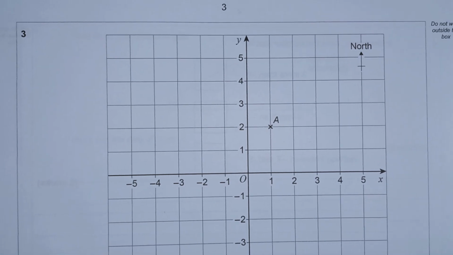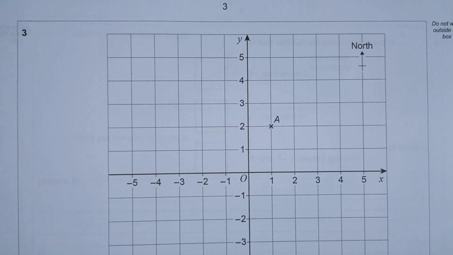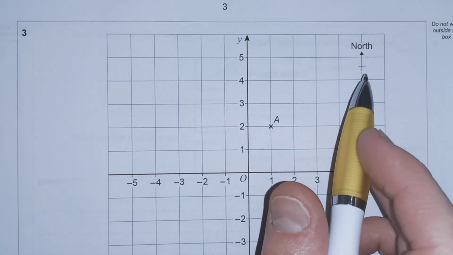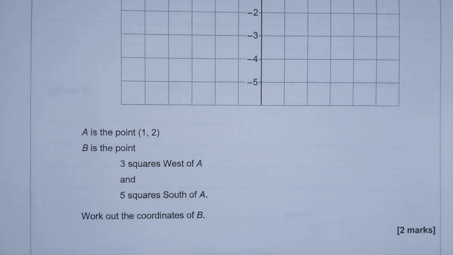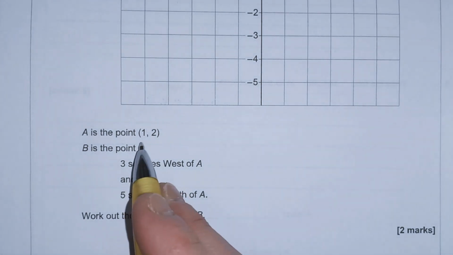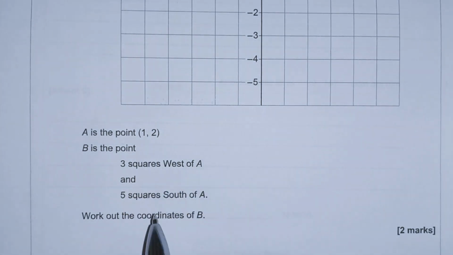Question 3. Well, we've got some coordinates here. We've got the point A marked on there. We've got north going up here. Let's see what the actual question is. Okay, A is the point 1, 2. That's what they've marked on the grid. B is the point 3 squares west of A and 5 squares south of A. Work out the coordinates of B.